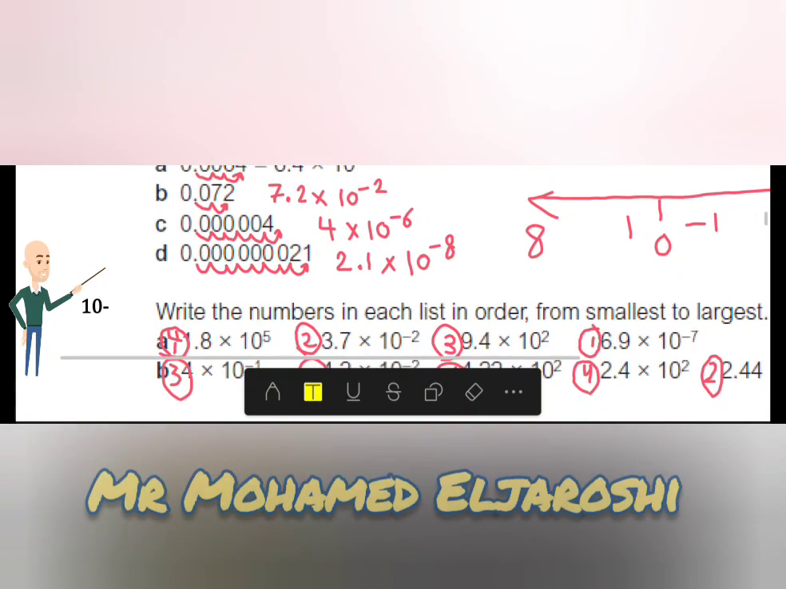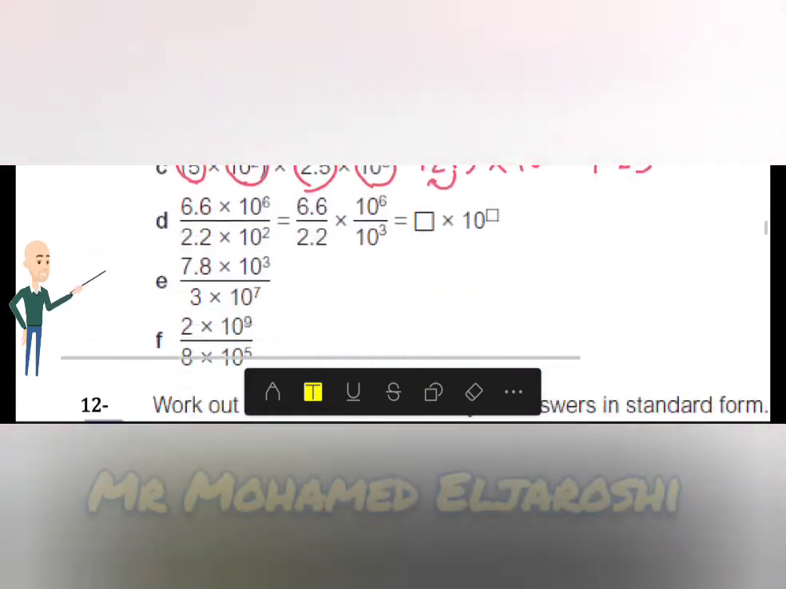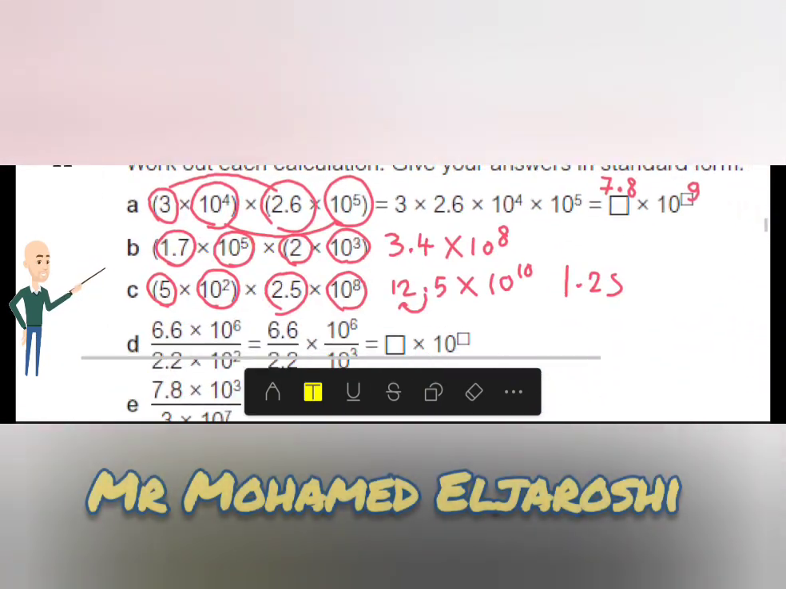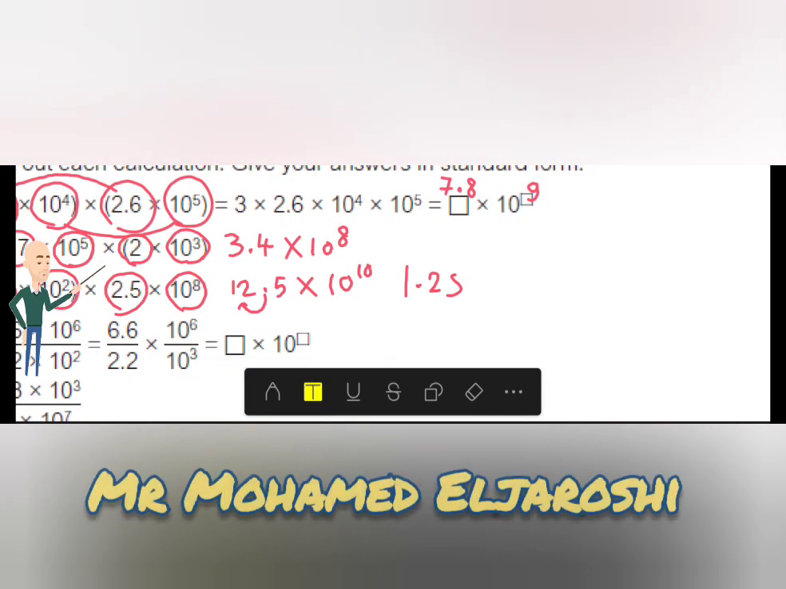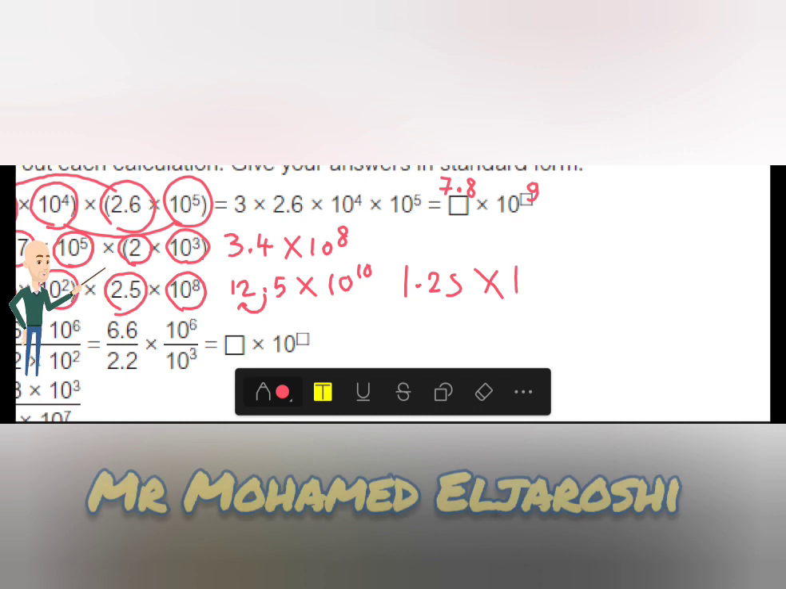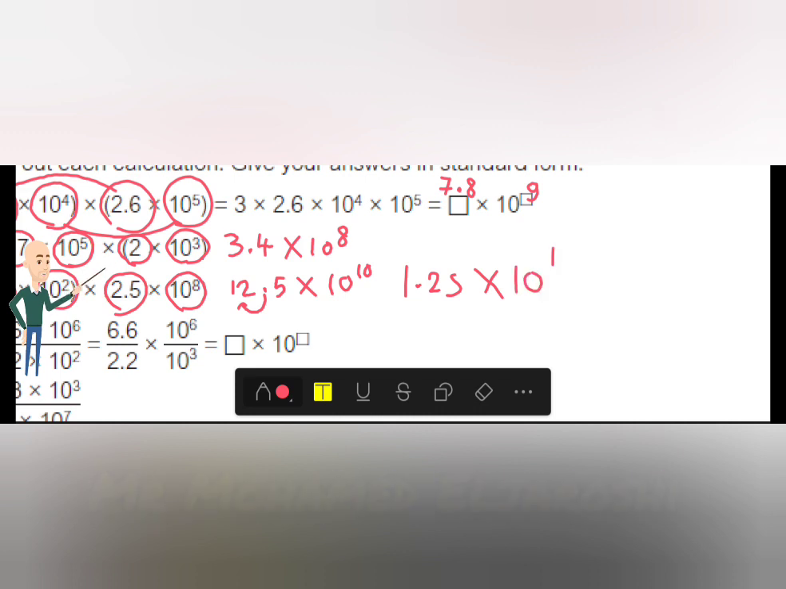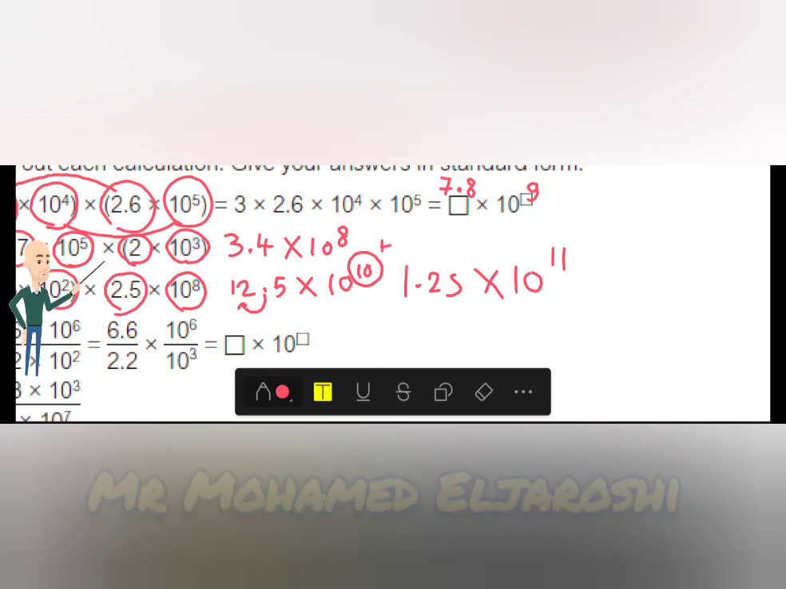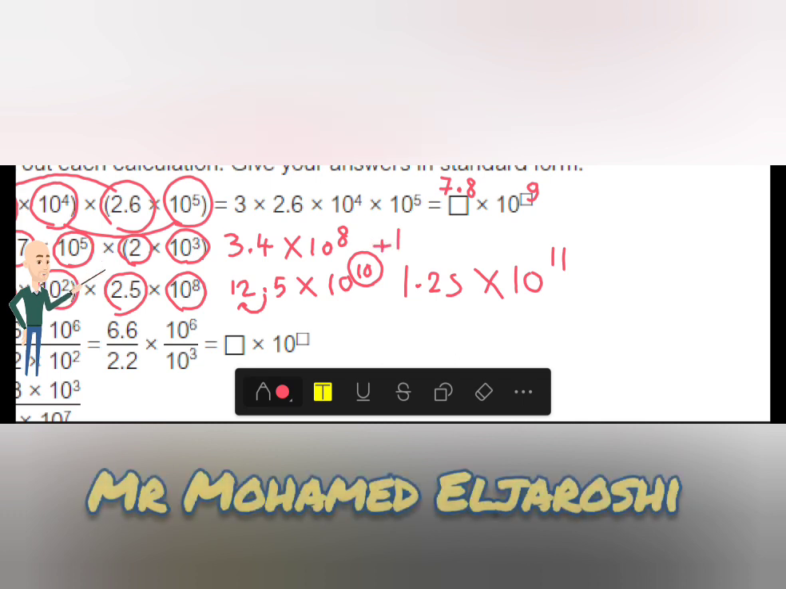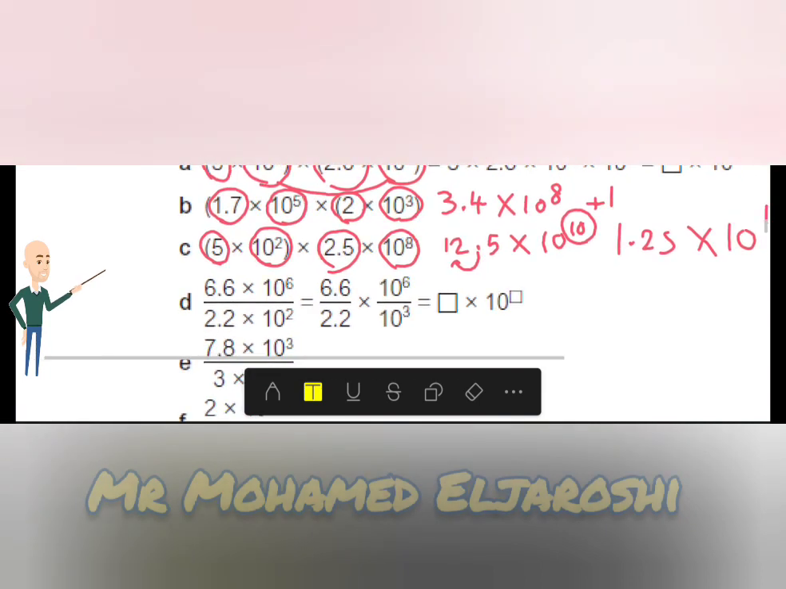So let's see here. Because I moved to the positive side, it means I'm going to add a power. Okay? Now I'm going to write it like this: times 10 power of 11, because I added 1 to this one after moving to the positive side. Okay? Good job. Now, let's take a look at question D.